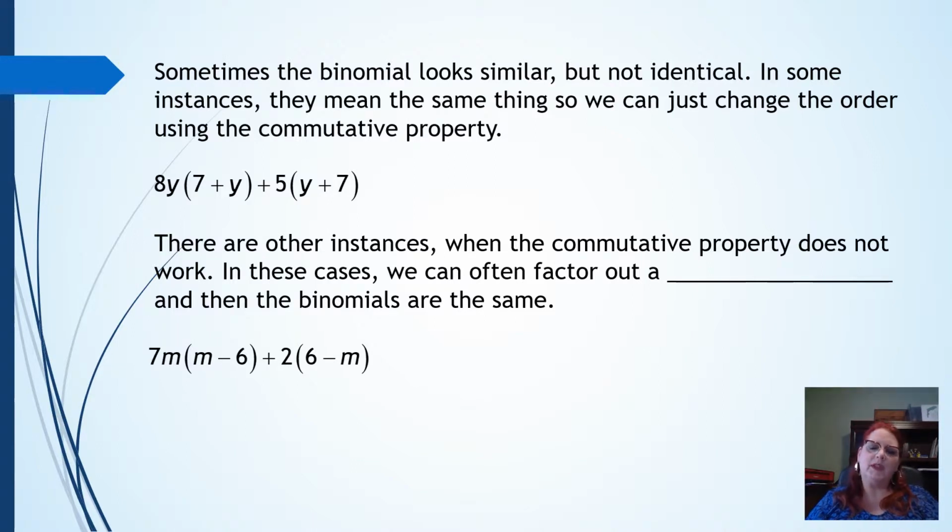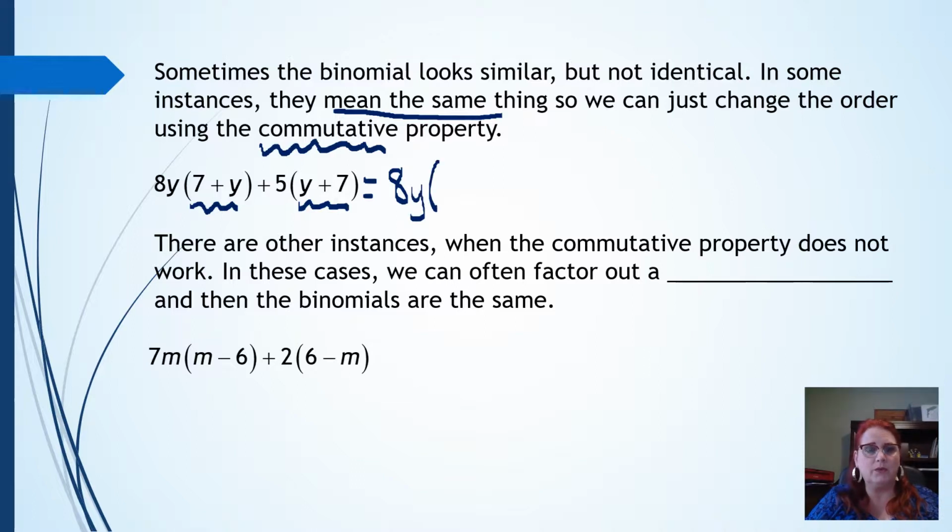So sometimes we're going to have binomials that are in here that look like they're similar, but they're not exact. So that 7 plus y is not the same as y plus 7, except that they do mean the same thing. I can change their order because of the commutative property of addition. So I can have that 8y, and if I put it in descending order of exponents, that 7 plus y can be written as y plus 7. We'll just leave the rest of that the same.